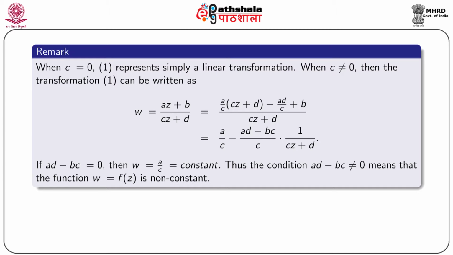When c is not equal to 0, then the transformation 1 can be written as w = (az + b)/(cz + d) = (a/c)(cz + d) minus ad/c plus b, over (cz + d), and from this we get w = a/c minus ((ad minus bc)/c)(1/(cz + d)). So, we note that if ad minus bc = 0, then w = a/c, which is a constant. Thus, the condition ad minus bc not equal to 0 means that the function w = f(z) is non-constant.